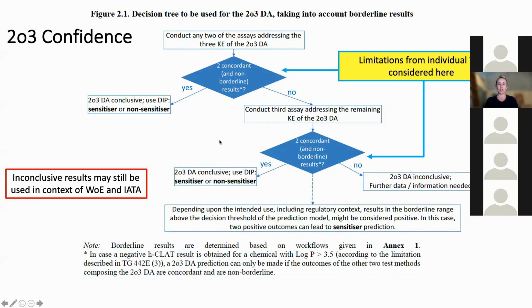But then there's also this concept of borderline results. And this is something else that was developed throughout the course of the defined approach project. So the uncertainties here are actually captured by deriving statistical borderline ranges for each of the in vitro methods. And I'm going to walk you through what that looks like in the next couple slides. But one final thing that I want to note on this is that even if you derive an inconclusive result from the outcome of a defined approach, those results may still be used in the context of weight of evidence and IATA, integrated approaches to testing and assessment.